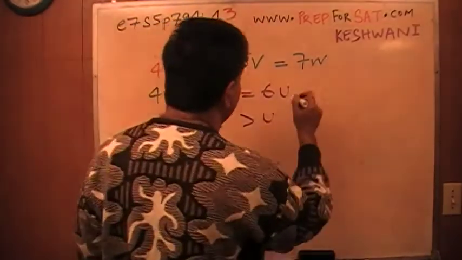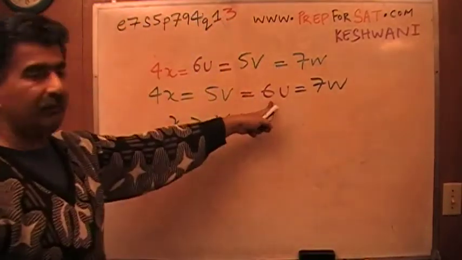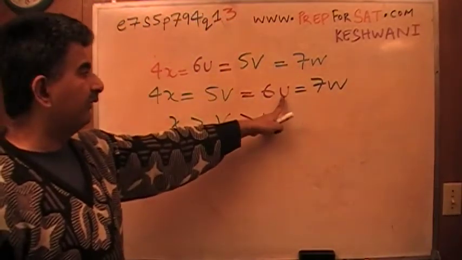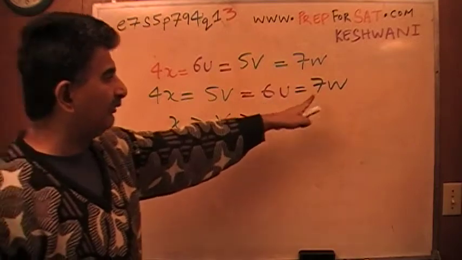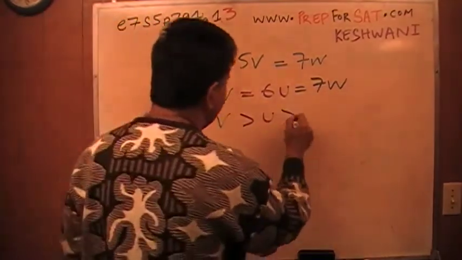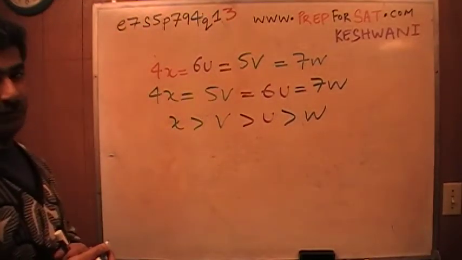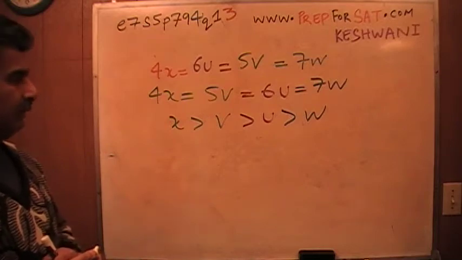And finally, I am told that it takes 7 of these to equal 6 of these. So whatever this quantity is, 6 times that amount equals 7 times that amount. That tells me that u has to be bigger than w.